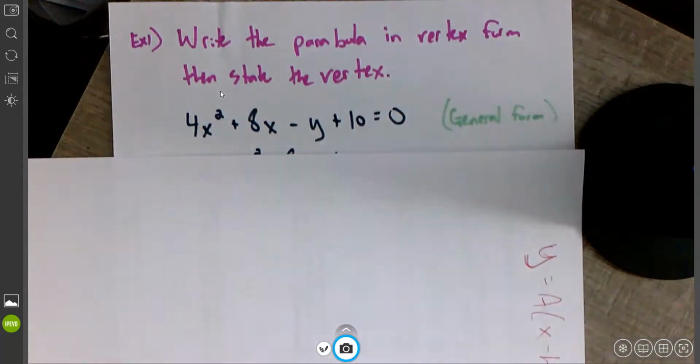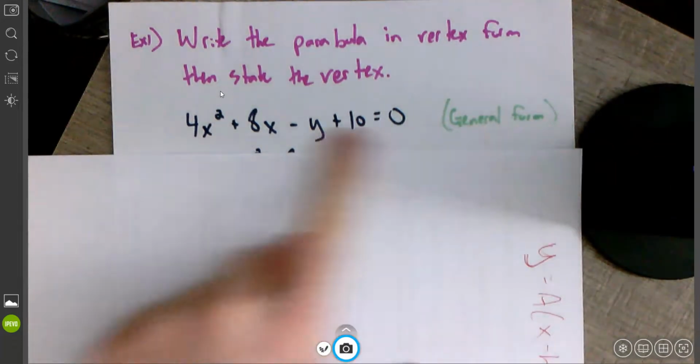Okay. Here's another vocab word. We call this general form. And all the conic sections can be written in general form like this. General form is equal to 0. I was calling standard form equal to y. Y equals all this stuff. General form would be 0 equals all this stuff. That's okay. It's out of order for us.